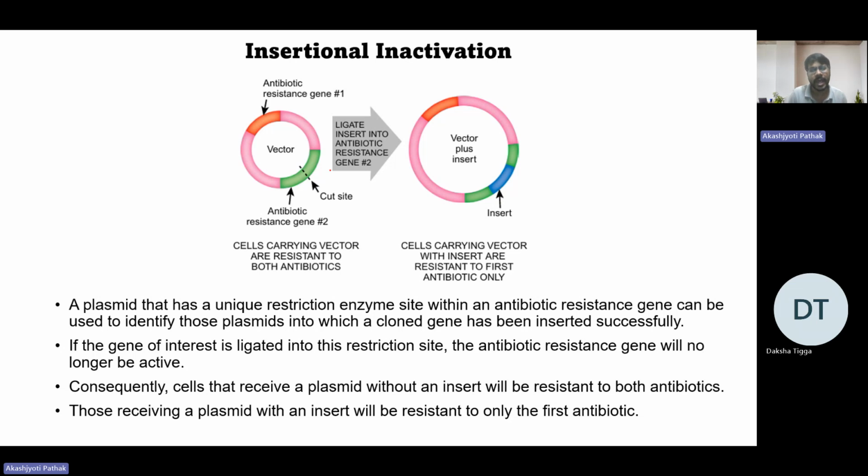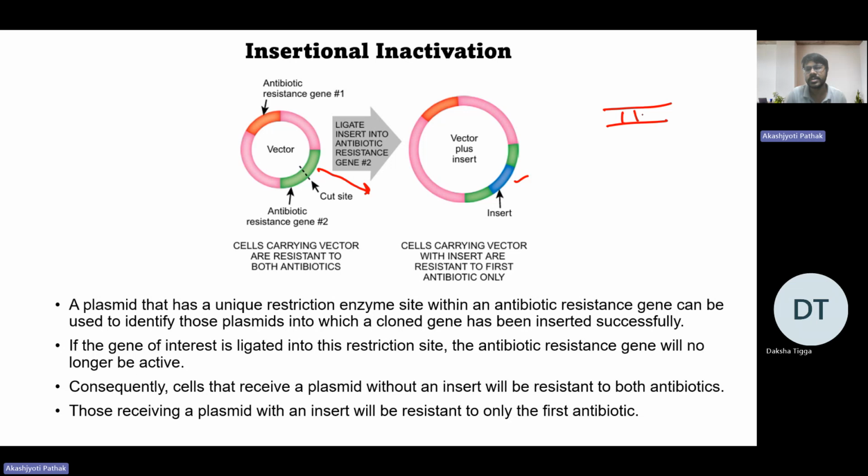And what we have done is we have ligated our gene of interest within this antibiotic resistance gene 2. You can see that we have cloned the insert within this antibiotic resistance gene 2. So what will happen when you ligate this insert within the antibiotic resistance gene 2? Because of this insertion, it will no longer be able to produce the protein that it was producing. Okay, so you have a gene.